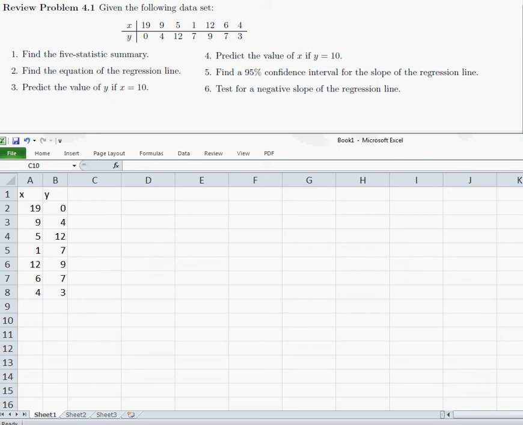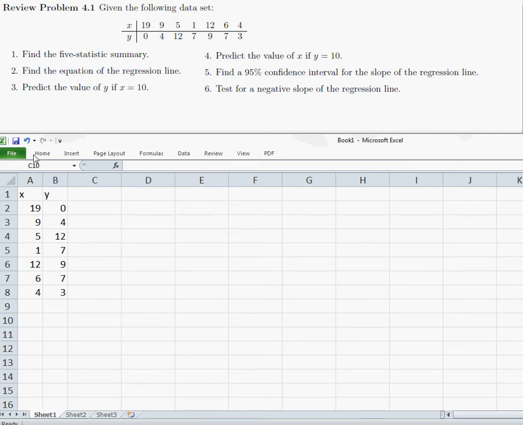Let's begin this review with the following problem, considering the data set 19, 9, 5, 1, 12, 6, and 4 for x, and the corresponding y values 0, 4, 12, 7, 9, 7, 3. The first part is to find the 5 statistics summary.